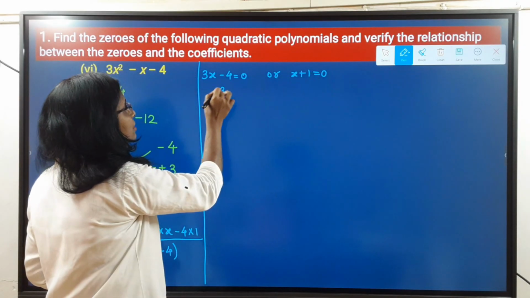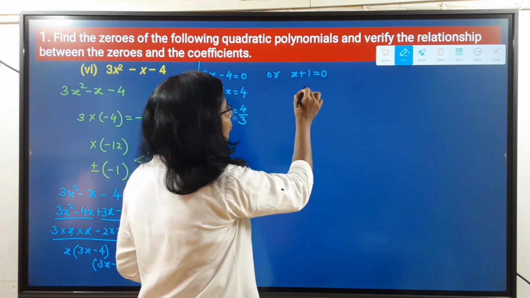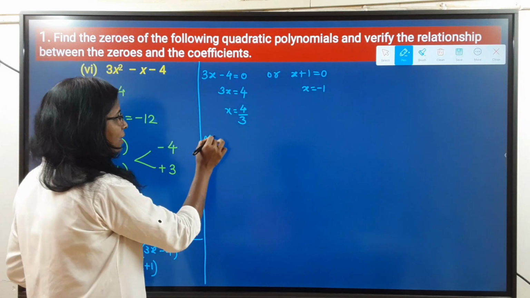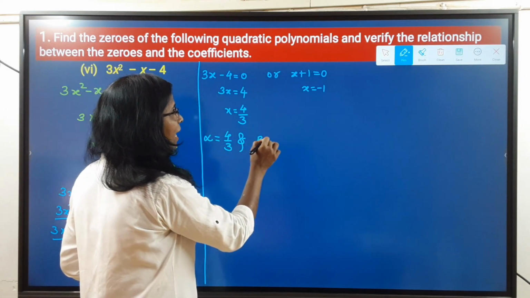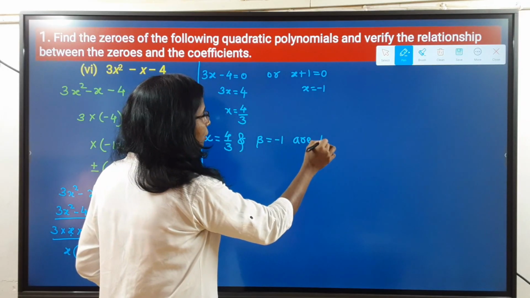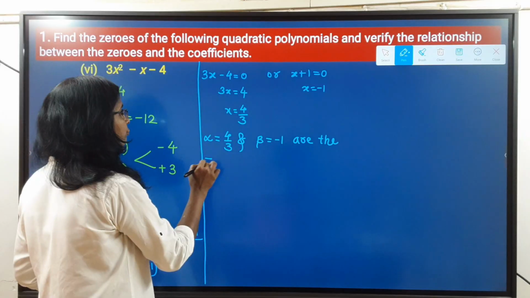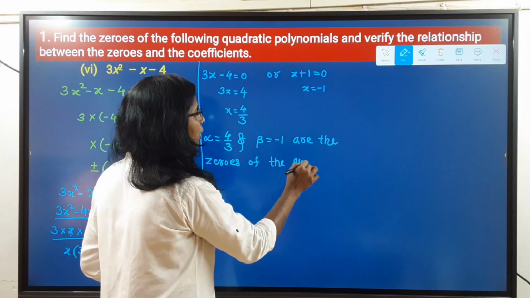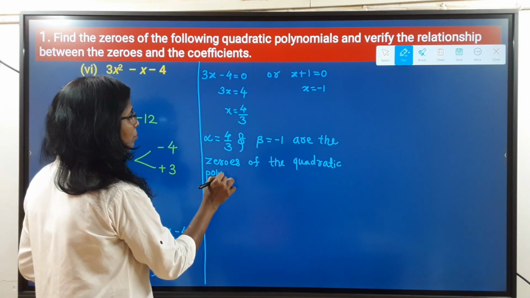So that means here, students, 3x is equal to 4. So x is equal to 4 upon 3. And here, students, x is equal to minus 1. So now I take the first solution as alpha and the second solution as beta. So alpha is equal to 4 upon 3 and beta is equal to minus 1. These are the zeros of the quadratic polynomial.